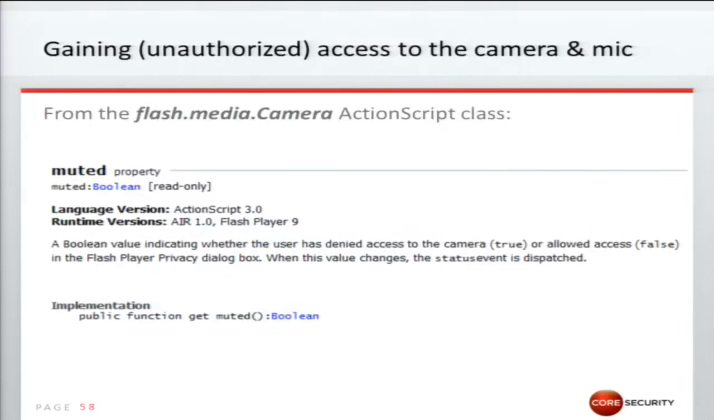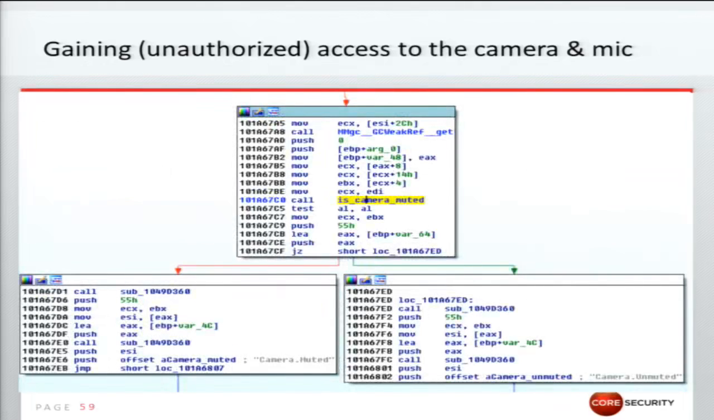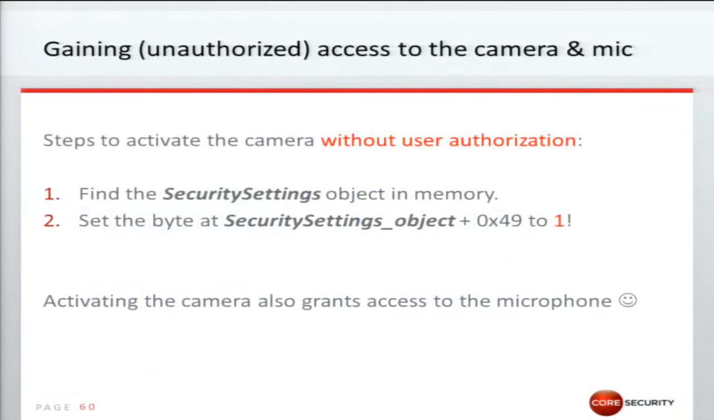So, taking a look at the documentation of the camera class from the ActionScript documentation, we can see that the camera class contains a property called muted. This is a Boolean value indicating whether the user has denied or allowed access to the camera. If we search the Flash binary for the camera.muted string, which is there, and here we have the camera.unmuted string. And before that, there's a call highlighted in yellow, which is a call to a function that I have called isCameraMuted. And this function will just check the value of the byte at offset 0x49 of the security settings object.